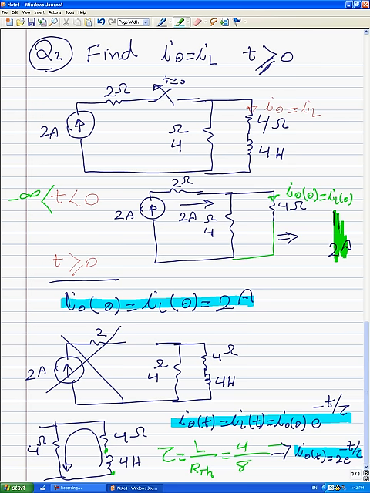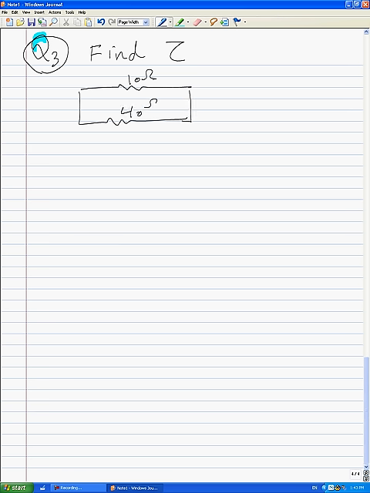Okay, question 3 describes how we can find out tau in some circuits. Question 3. In this question, we want to find out tau in these circuits. We have 10 ohms here. We have 40 ohms here. And 10 ohms here. And 2 ohms here. And we have a capacitor here, 5 farads.